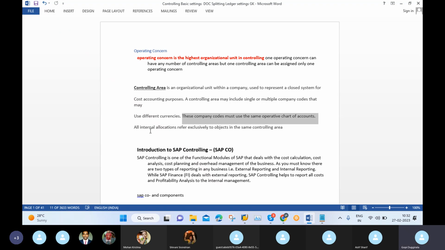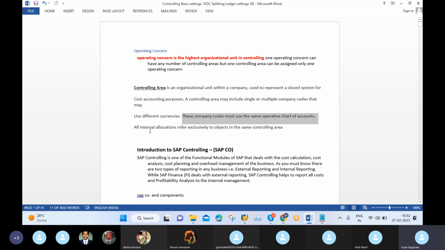The basic condition, the primary thing, is that we need to maintain the same chart of accounts. Only company codes with the same chart of accounts can we assign to a controlling area. But my question is, if I have different charts of accounts, then why can I not assign them to one controlling area? If you know that answer and want to understand it, definitely you will forget all of finance and controlling.